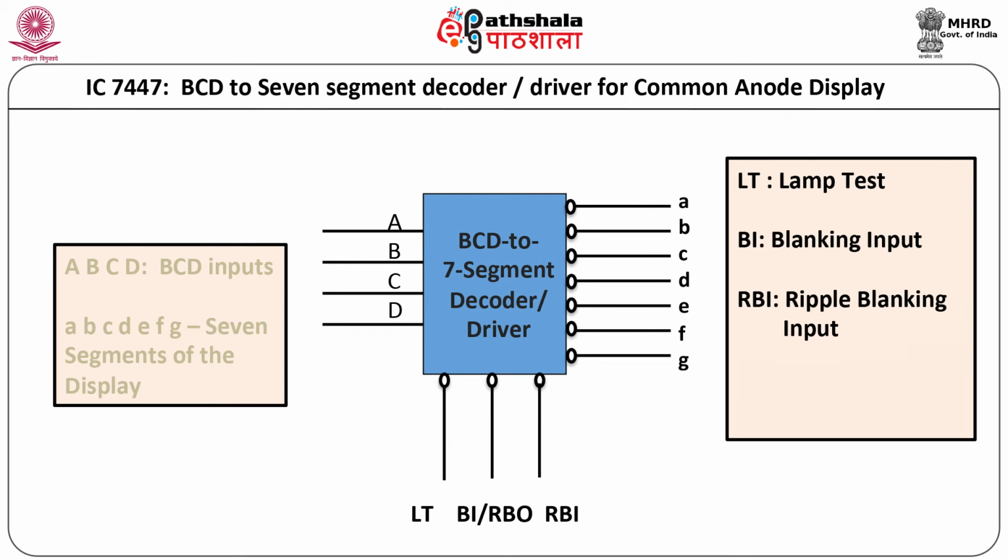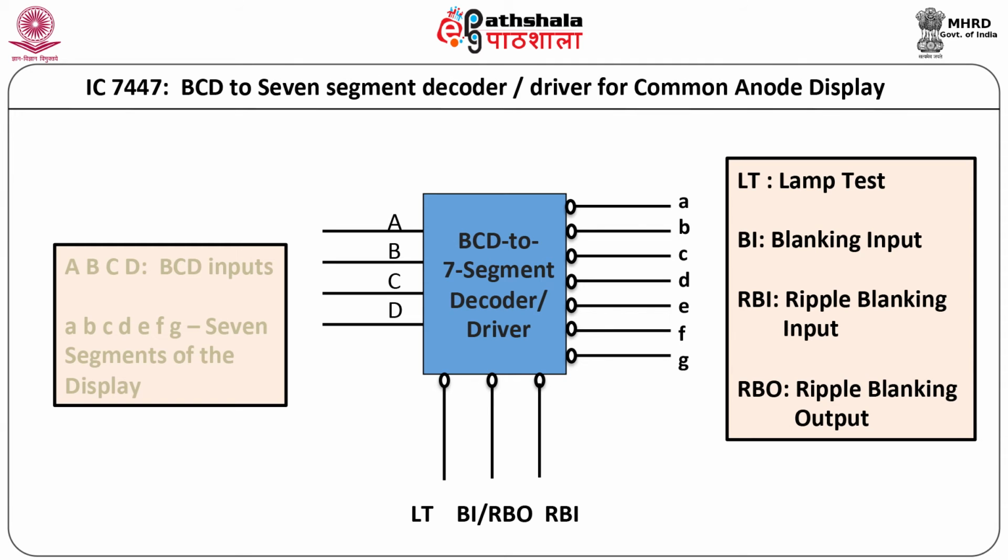RBI, that is ripple blanking input, is connected to logic high in normal decoding application. If it is connected to low logic, then the segment outputs will generate the data for normal 7 segment decoding applications, except BCD input 0. Whenever all the BCD inputs are 0 corresponding to decimal 0, then the 7 segment display is turned off. This is used for 0 blanking in multi-digit display.